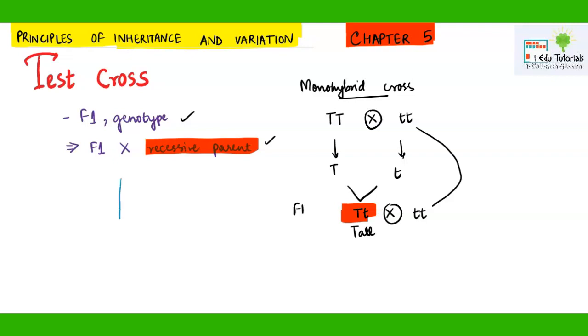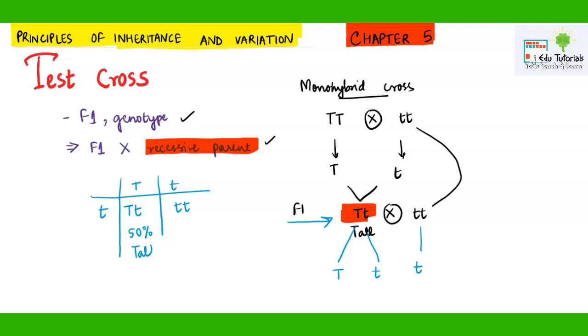If you make out the Punnett square, then this will be capital T and small t, the genes of this individual, and here only one gamete will be formed, which would be small t. So the individuals formed will be capital T small t and small t small t. It means if such parents are crossed together, 50% of the offspring will be tall and 50% of the offspring will be dwarf. That means the phenotypic ratio will be 1:1.